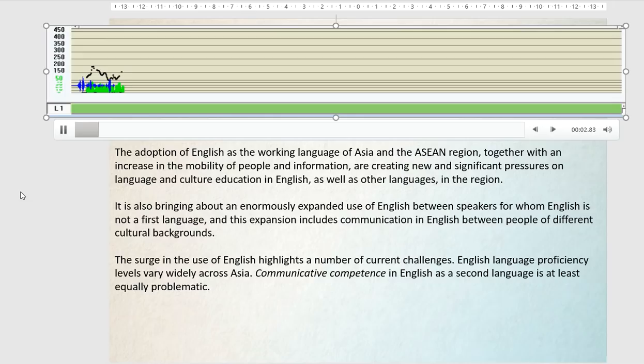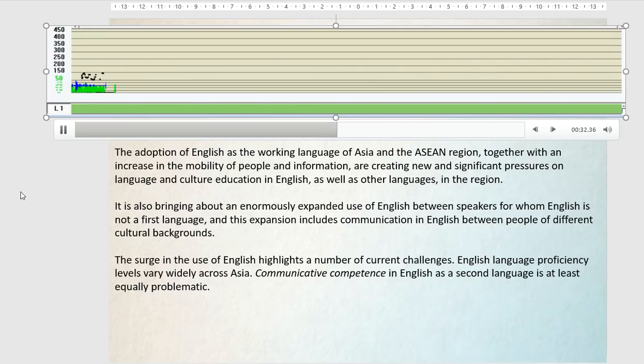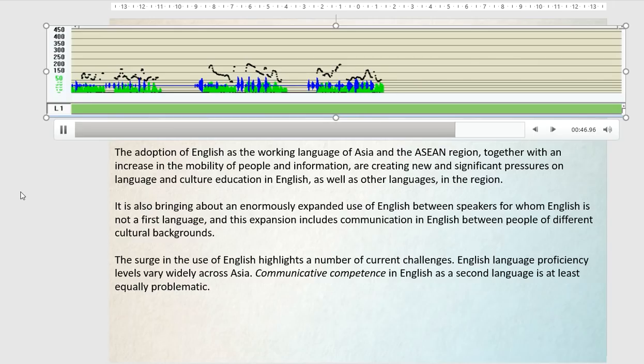The adoption of English as the working language of Asia and the ASEAN region, together with an increase in the mobility of people and information, are creating new and significant pressures on language and culture education in English, as well as other languages in the region. It is also bringing about an enormously expanded use of English between speakers for whom English is not a first language. And this expansion includes communication in English between people of different cultural backgrounds. The surge in the use of English highlights a number of current challenges. English language proficiency levels vary widely across Asia. Communicative competence in English as a second language is at least equally problematic.